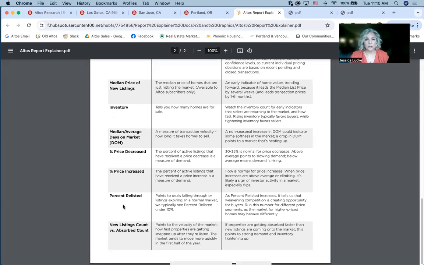The other one is the percent relisted. All right. So of the active inventory, what is the percentage of properties that have been relisted? Same idea. You could go look at the percentage and go, I don't know. What does it all mean? 10% or less is typical. So knowing that, going to look at the report, you can gauge where you stand. So that's super, super helpful.